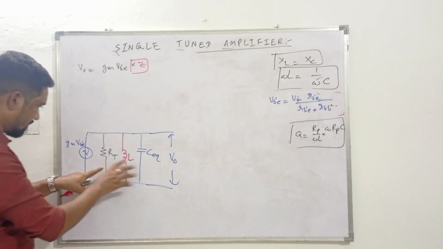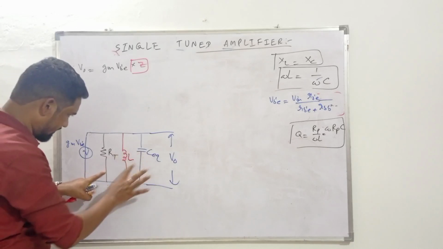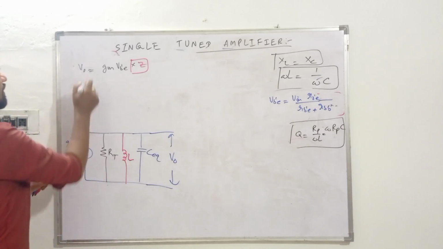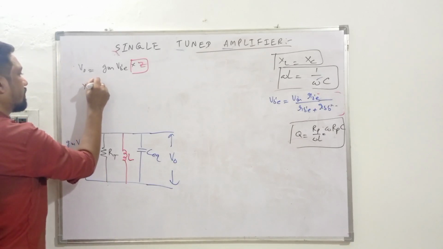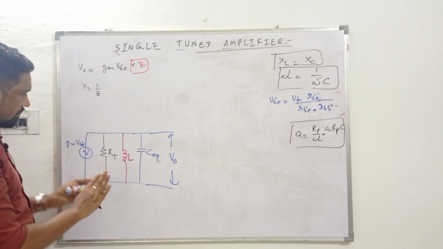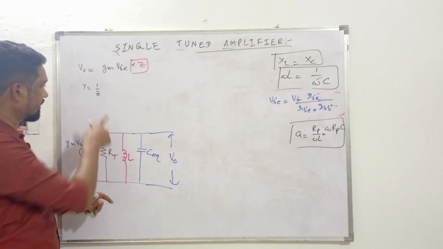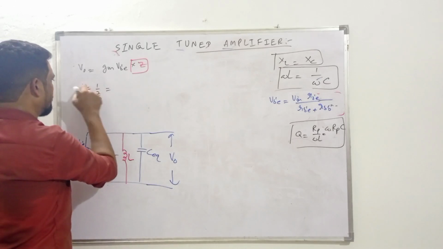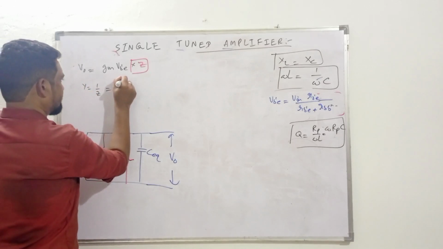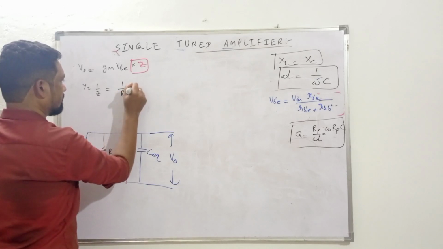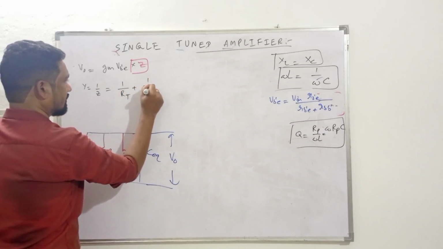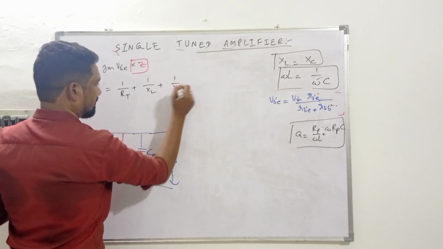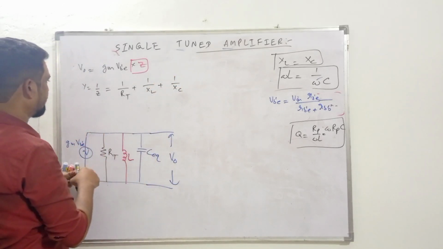If this is the arrangement, it would be better to evaluate admittance rather than impedance. So y, which is equal to 1 upon Z, and at a point we can take the reciprocal and that will give us Z, which can be plugged over here. So y is equal to 1 by Z, which is equal to 1 upon RT plus 1 upon XL for this one, plus 1 upon XC for this one, okay.